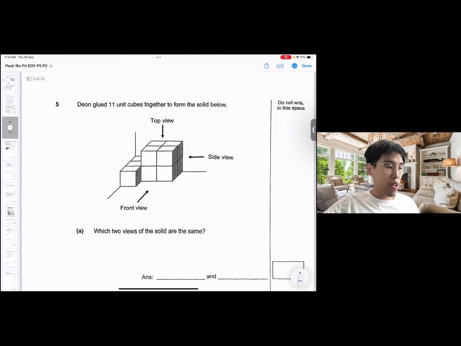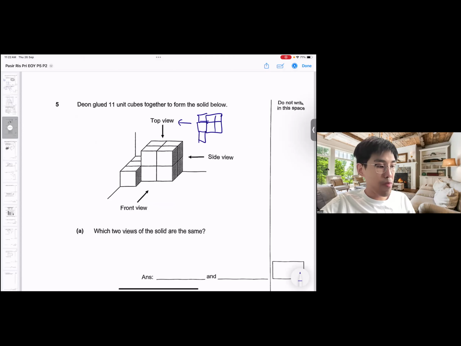Question 5. Dion glued 11 unit cubes together to form the solid below. Which 2 views are the same? We have a top view, a side view, and a front view. How do we see this? A nicer way is to just draw a bit of a sketch. From the top view, we see there will be a 4 like that, and then at the side there will be 3: 1, 2, 3 like that.